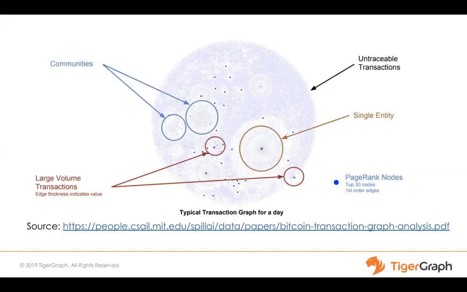One report actually ended up doing this and posted how the graph looks for, I think, several thousand transactions, which you can see here.